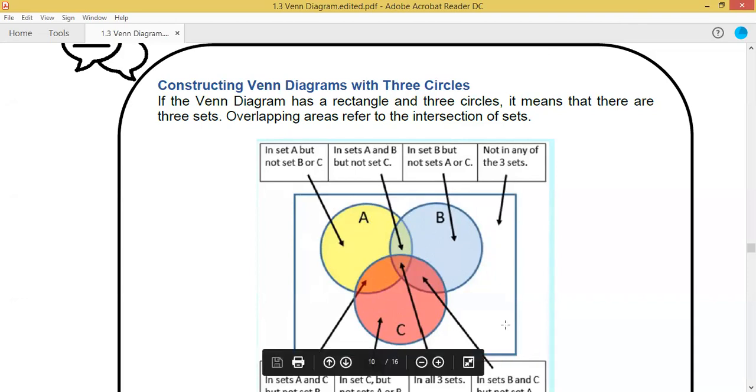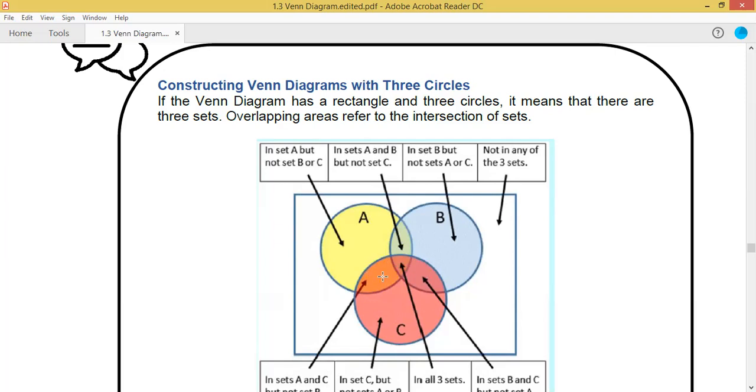We check each area. The middle part is the overlapping of sets A, B, and C. This part is the overlapping of sets A and B. But this part alone is the overlapping of sets A and B without C. This area is the overlapping of sets B and C. But this area alone is the overlapping of sets B and C without A.